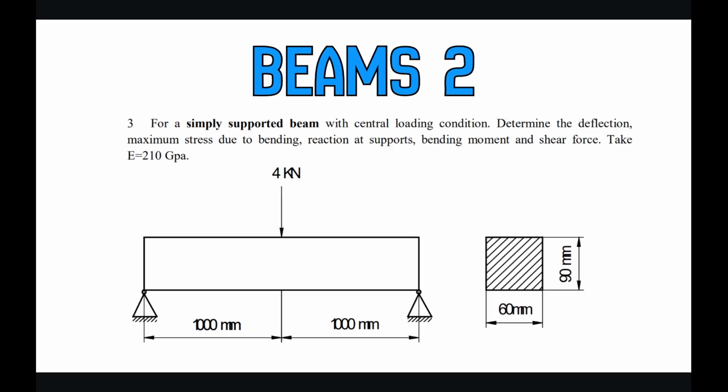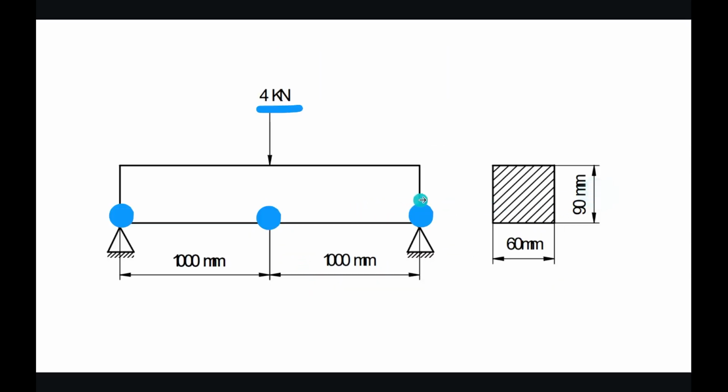So this problem has the simply supported beam with the central loading condition, which has two supporting factors with a hinge support acting at the two corners of the beam and force acting at the center of the beam. So we'll be modeling the structure by adding three key points.